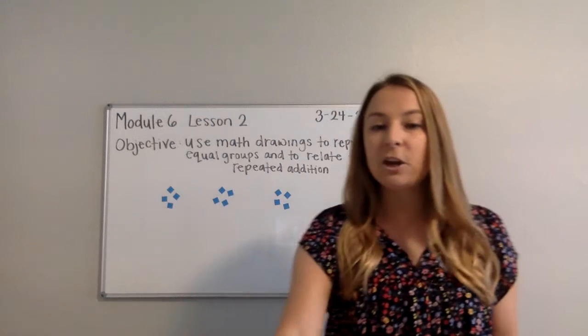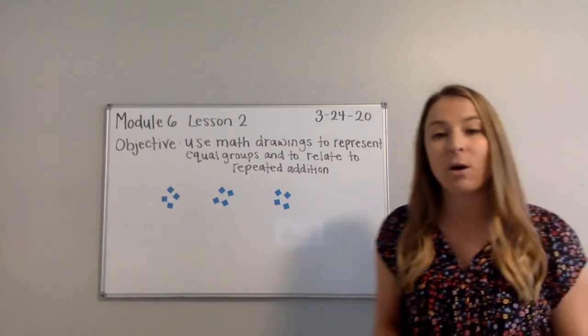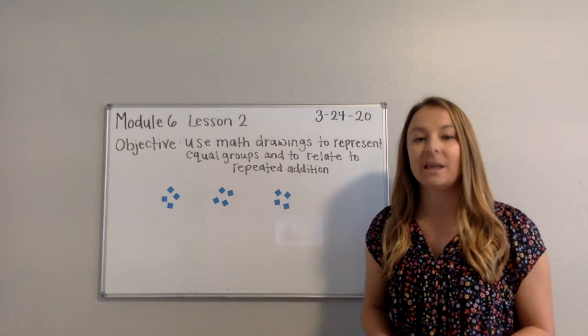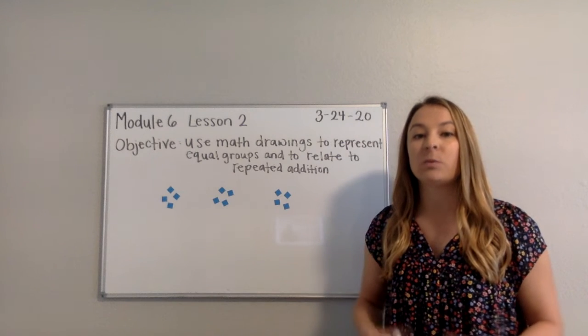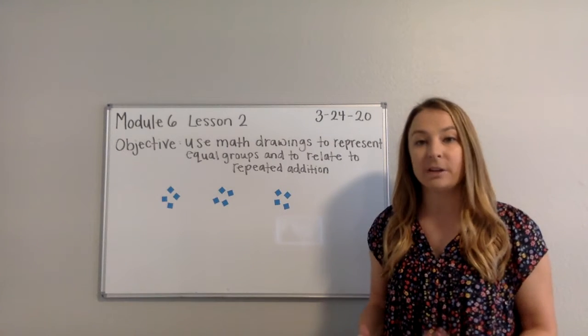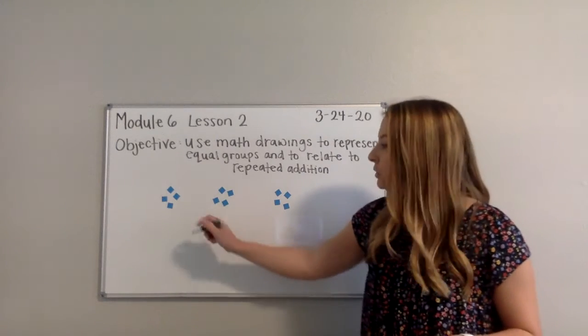Now, if I wanted to figure out how many counters I have all together, I could come up with a repeated addition sentence. A repeated addition sentence is when we're adding the same number over and over and over again because they're equal groups. So looking at my first group, I have 4.